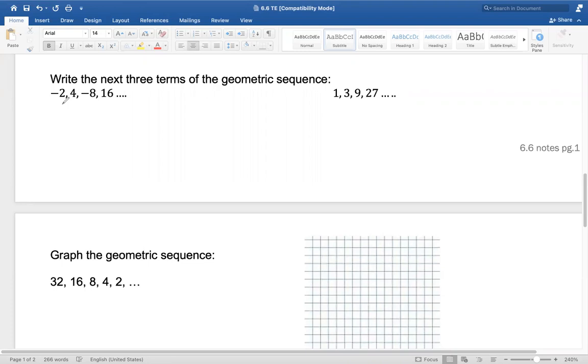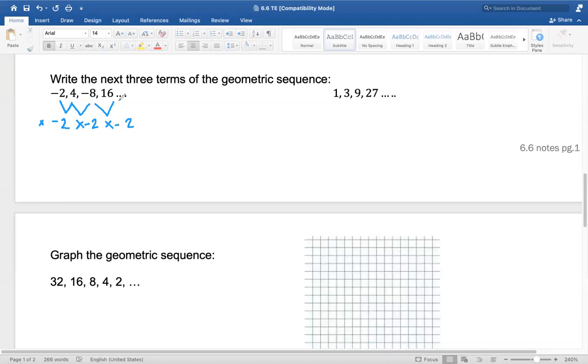What's the pattern here? How do we go from -2 to +4? We are multiplying by -2. -2 times -2 is +4. How do you go from 4 to -8? You're multiplying by -2. 4 times -2 equals -8. Same thing on the last one, times -2.